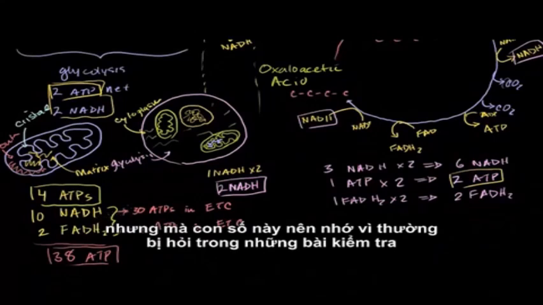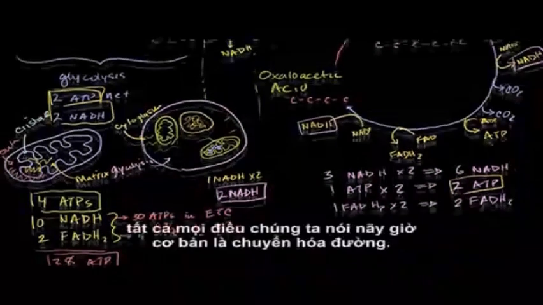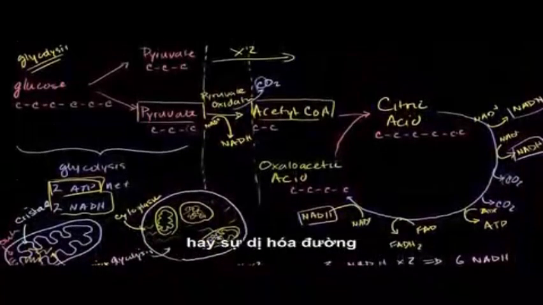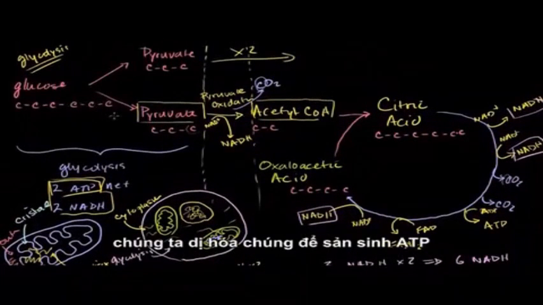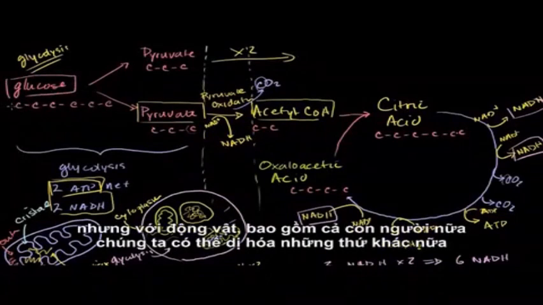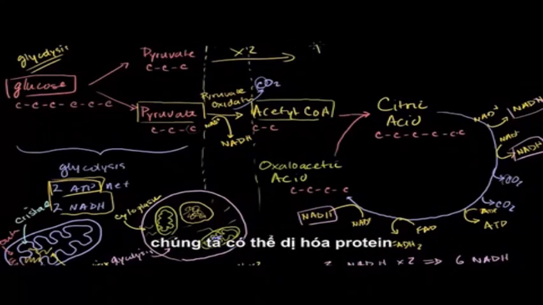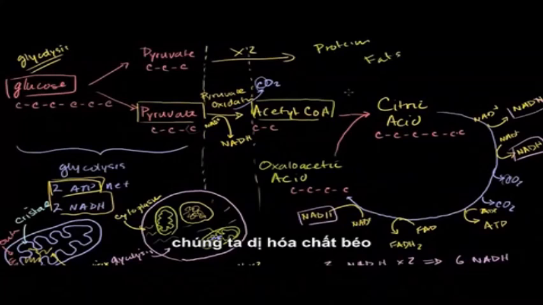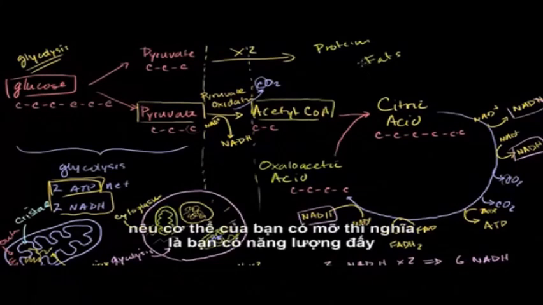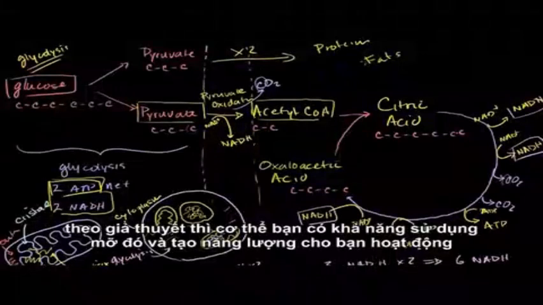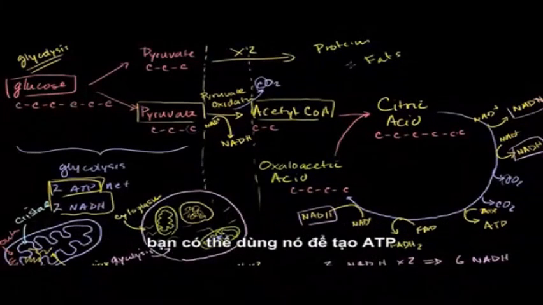introductory biology courses. There's one other point I want to make here. Everything we've talked about so far, this is carbohydrate metabolism, or sugar catabolism, we could call it. We're breaking down sugars to produce ATP. Glucose was our starting point. But animals, including us, we can catabolize other things. We can catabolize proteins. We can catabolize fats. I mean, if you have any fat on your body, you have energy. In theory, your body should be able to take that fat and you should be able to do things with that. You should be able to generate ATP.